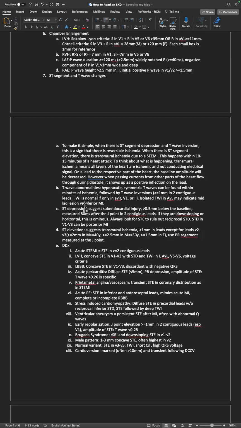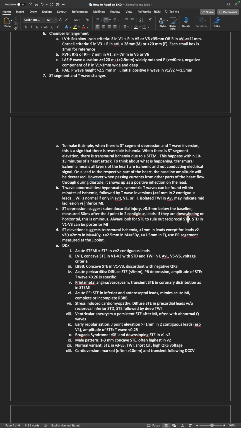Then we have ST segment depression, which suggests subendocardial injury. So greater than 0.5 millimeters below the baseline, measured 80 milliseconds after the J point in 2 contiguous leads. If they're downsloping or horizontal, this is ominous, meaning that there might be a sign of impending myocardial infarction. You should always look for ST elevation to rule out reciprocal ST depression.